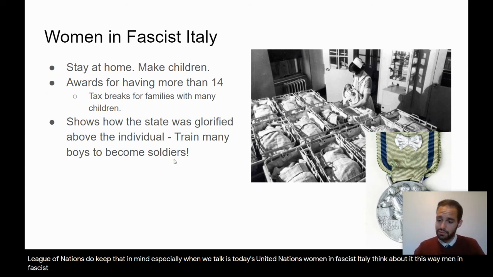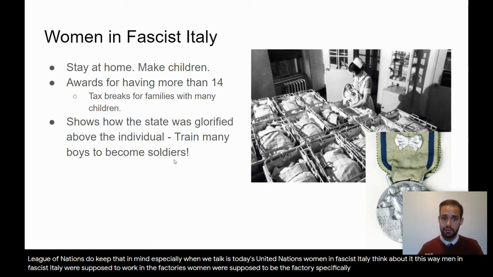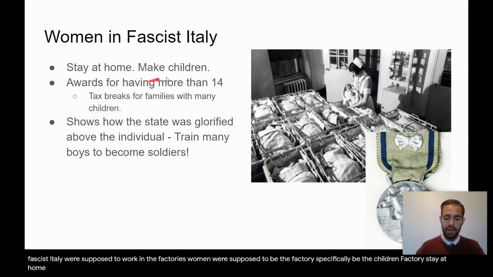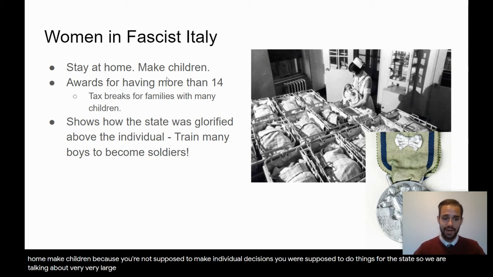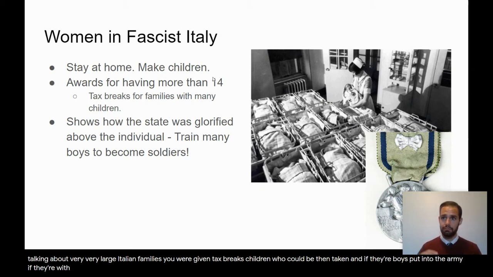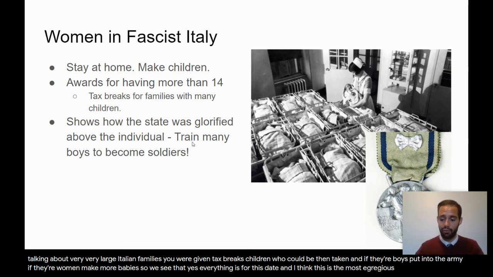Women in fascist Italy, think about it this way. Men in fascist Italy were supposed to work in the factories. Women were supposed to be the factory, specifically the children factory. Stay at home, make children, because you're not supposed to make individual decisions. You're supposed to do things for the state. So we are talking about very, very large Italian families. You were given tax breaks and awards if you had more than 14 children who could then be taken, and if they're boys, put into the army, and if they're girls, make more babies. So we see that, yes, everything is for the state. And I think this is the most egregious example of that.